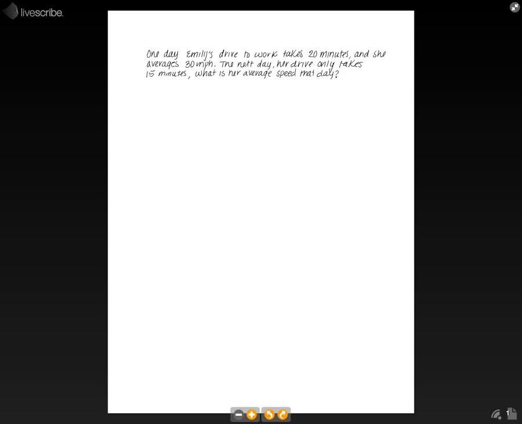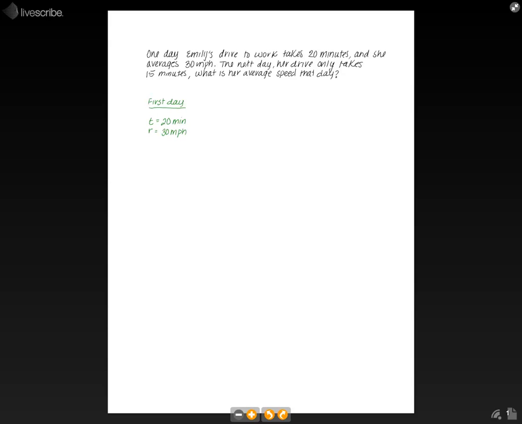Alright, so what we're going to do for this problem is use the information we got from the first day to figure out what her average speed was the second day. So we know from the first day that it took her 20 minutes. So t, which is time, we'll say is 20 minutes. And her rate is 30 miles per hour.